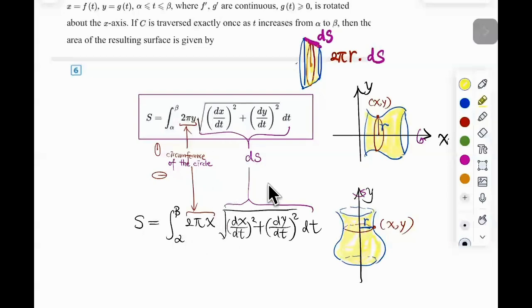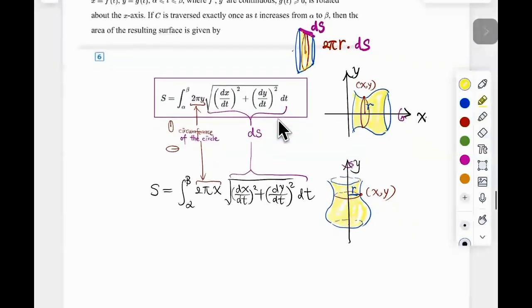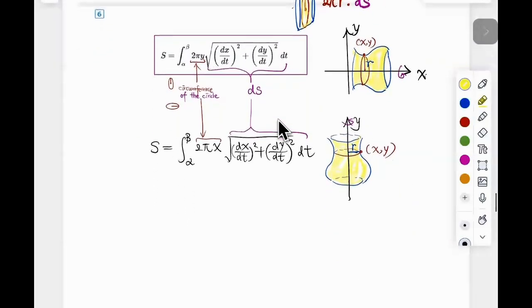So it relates to what you have learned in the past. That's the surface area. Circumference here, and then this is the differential arc length, this part right here. How about we try one example? And after this example, we can go home.